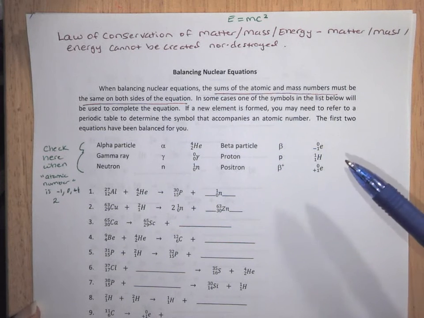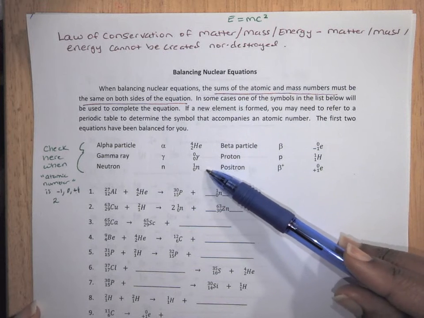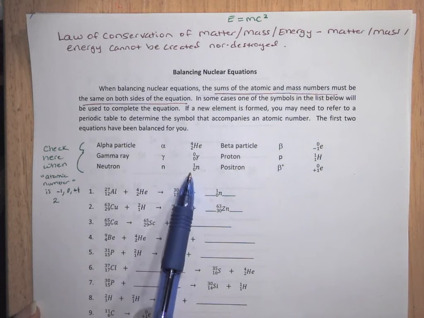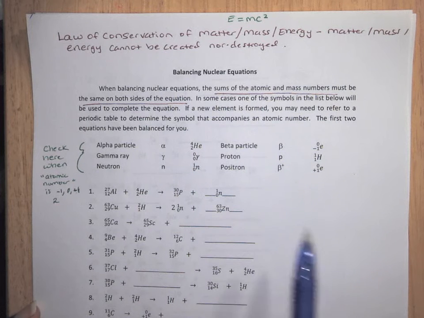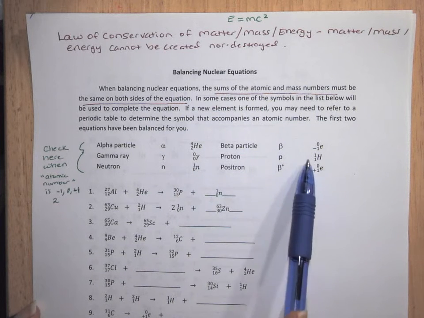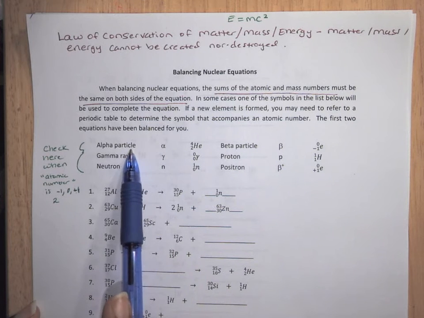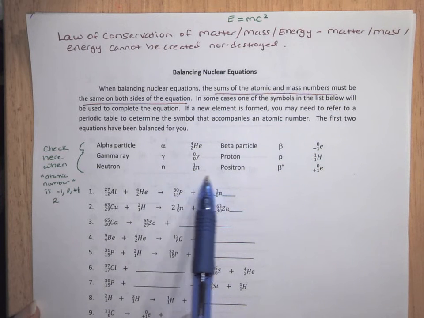The other thing to note here when balancing is that we have a neutron. There are some symbols that you need to become familiar with. Essentially, if you see something with a 0 where the atomic number should be, or a +1 or a -1, or even a 2, because an alpha particle is equivalent to a helium-4 nucleus, you should check here, because you're not going to find it on the periodic table.